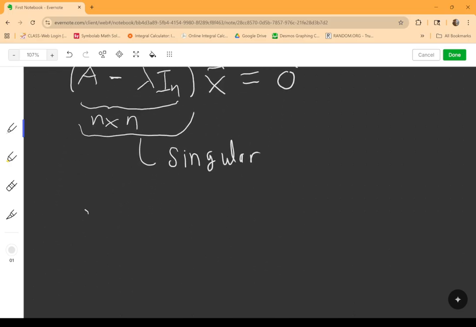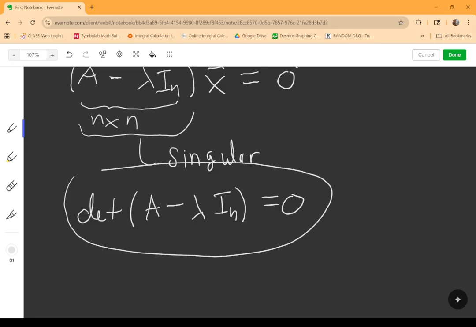So in order for this to have a non-trivial solution, the determinant of this matrix is going to have to be 0. Not the 0 vector here. The determinant is a scalar, so it must equal the number 0. And this is exactly how we're going to find eigenvalues, by setting up an equation like this: the determinant of A minus lambda times the identity matrix I_n, and set that determinant equal to 0.